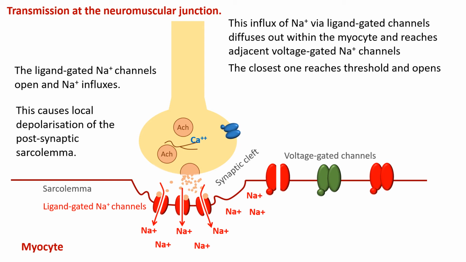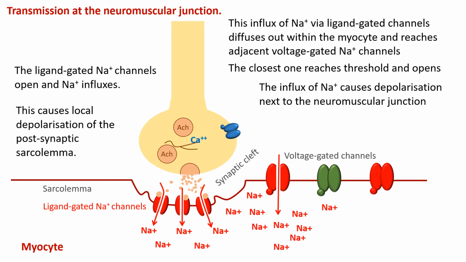And we know what's going to happen now. We get an influx of sodium. So that then gives us depolarization of the sarcolemma next to the neuromuscular junction. And you know what's going to happen next. That's going to diffuse out. It's going to open the next sodium channel along, voltage-gated sodium channel along, and we're back to propagation of this wave of depolarization. But in this case, we're propagating along the sarcolemma.